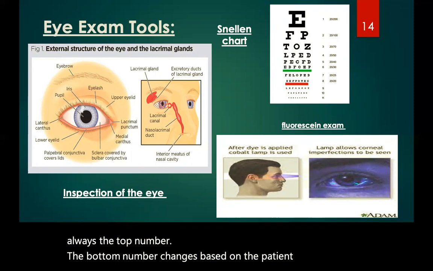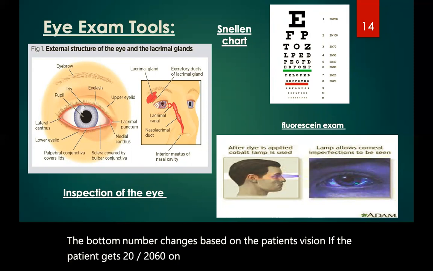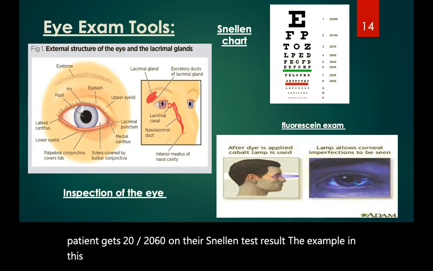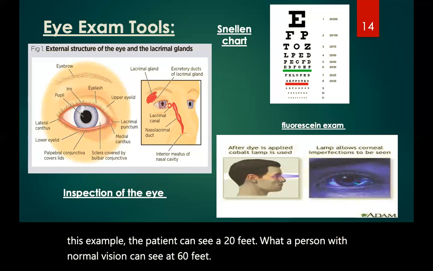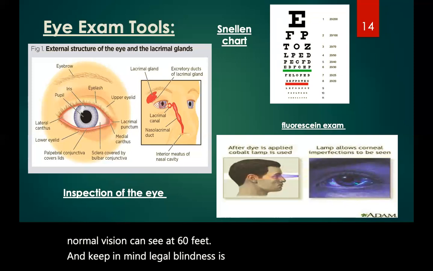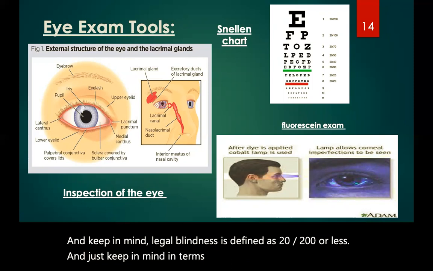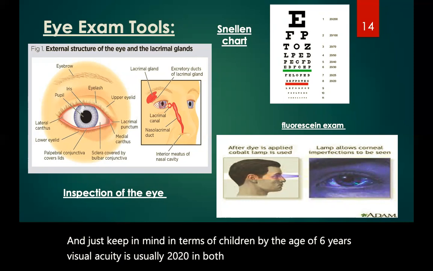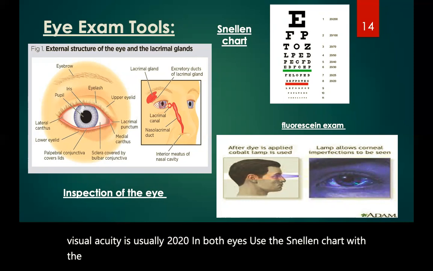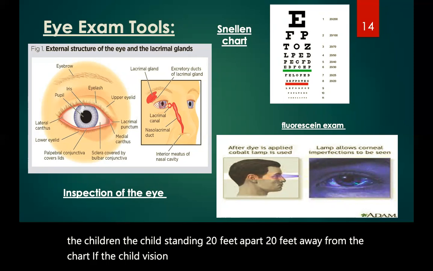If a patient gets 20/60 on their Snellen test result, in this example, the patient can see at 20 feet what a person with normal vision can see at 60 feet. And keep in mind, legal blindness is defined as 20/200 or less. In terms of children, by the age of 6 years, visual acuity is usually 20/20 in both eyes. Use the Snellen chart with the child standing 20 feet away from the chart. If the child's vision is not at least 20/30 in either eye by age 6 years, we need to refer to an ophthalmologist.